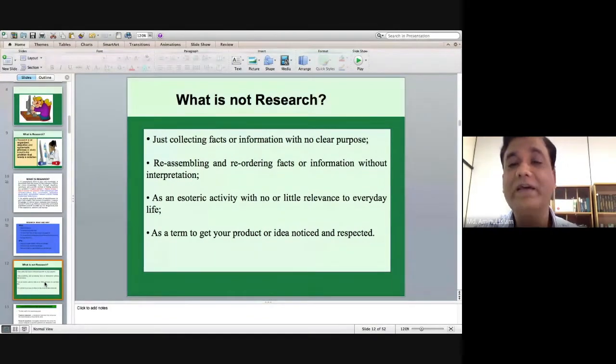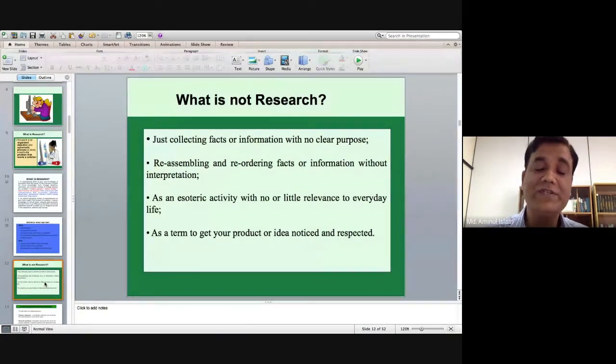Research must have a clear purpose and objectivity. Reassembling and reordering facts and information without interpretation is not research. You just collect the data, compile it, and arrange it nicely without interpretation. It is not research. Once you collect the data, interpretation is required.